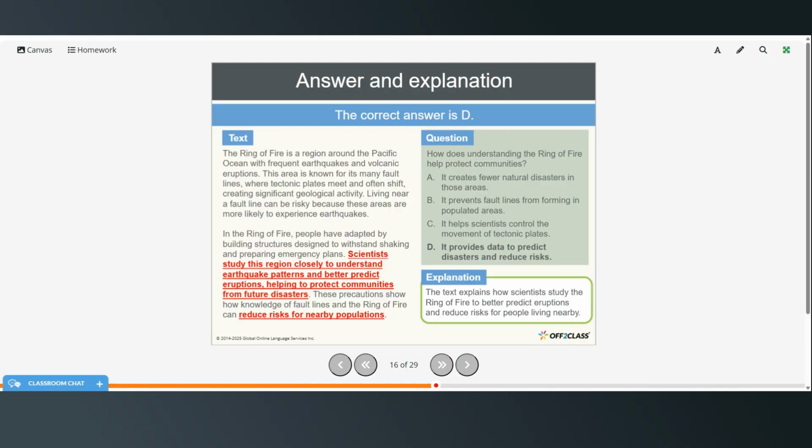Okay, the question is, how does understanding the Ring of Fire help protect communities? Well, the correct answer is D, provides data to predict disasters and reduce risks. And the text explains how scientists study the Ring of Fire to better predict eruptions and reduce risks for people living nearby.